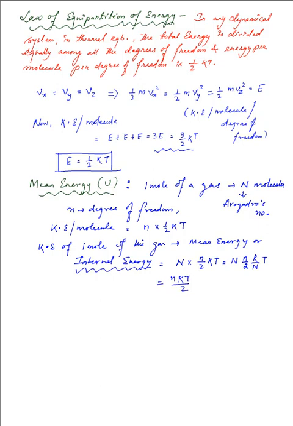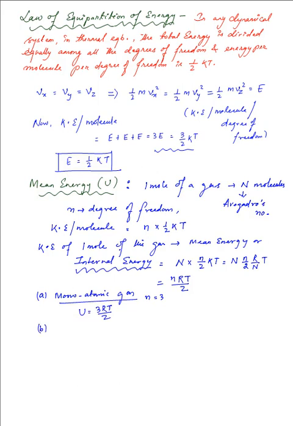Now suppose we have a monoatomic gas. For a monoatomic gas, we have n equal to 3. With n equal to 3, we'll have that value equal to 3RT over 2. So U is equal to 3RT over 2 in case of monoatomic.